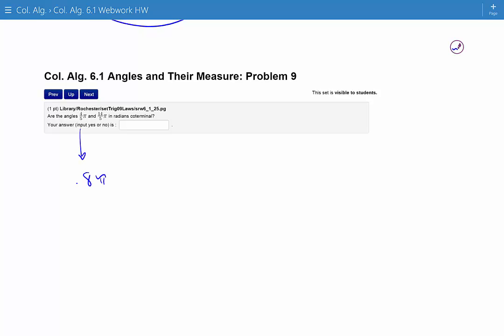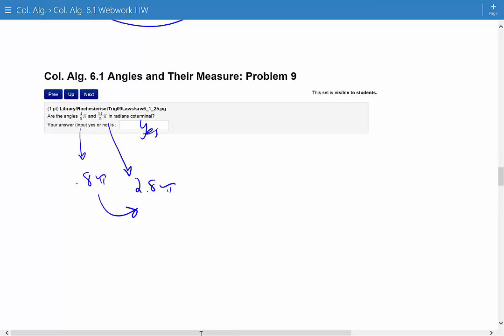Okay, next problem, I like to do it with decimals, it's up to you, but this is 0.8 pi if you convert it, and this is 2.8 pi. So I can clearly see that I've added 2 to this one. So therefore, yes, they're coterminal. One of these is 2 pi greater, add 2 pi to get to this one.